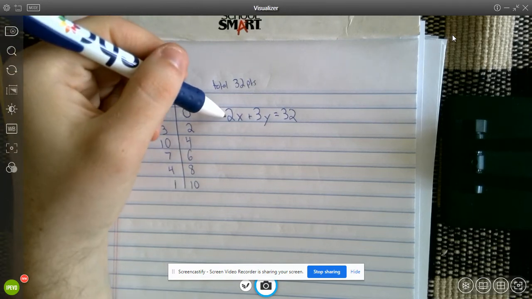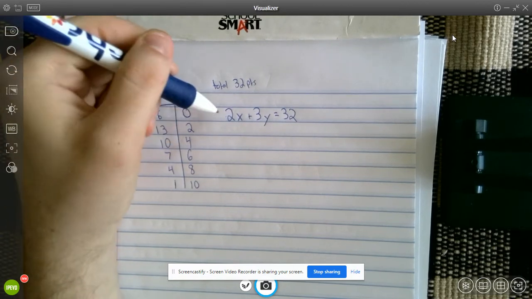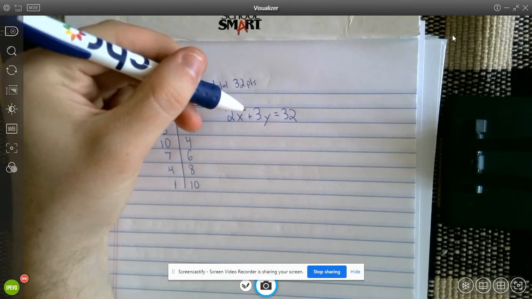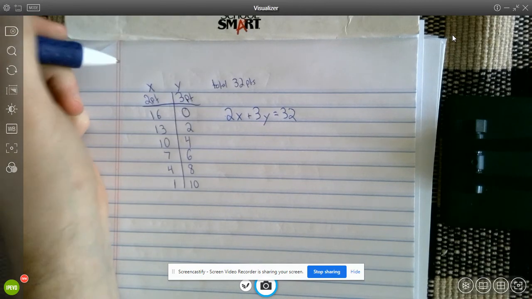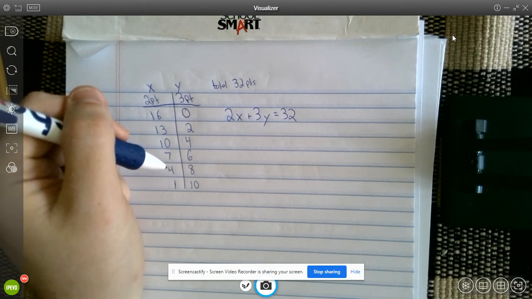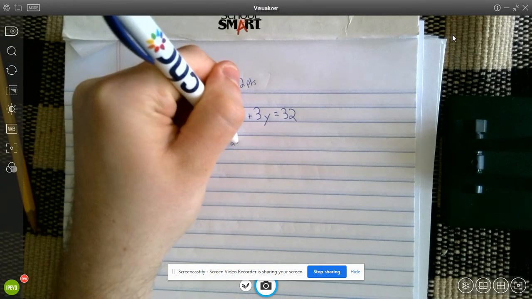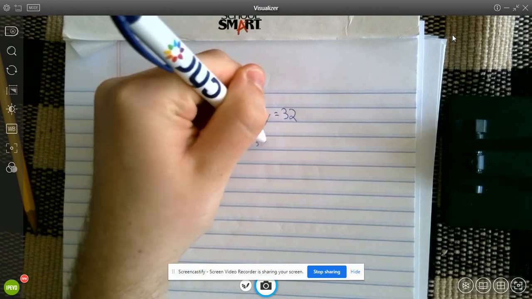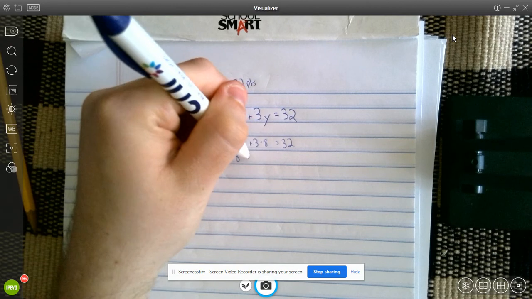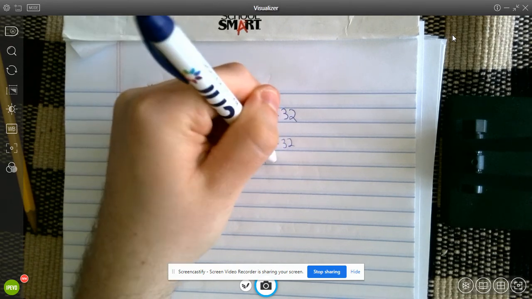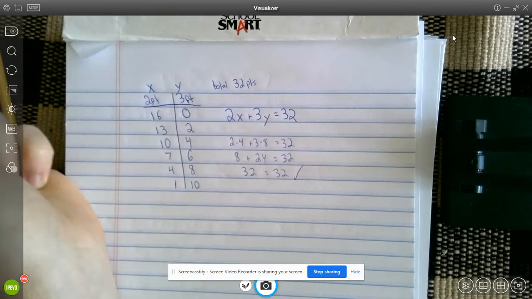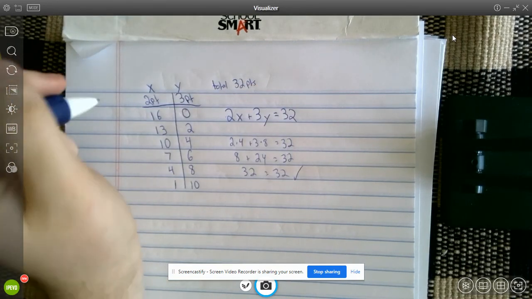For example, 2 times 16 is 32, plus 3 times 0, which is 0. 32 plus 0 is 32. And we can test it with any of these values here. We'll do one more just to be sure. Let's do 4 and 8. So 2 times 4 plus 3 times 8 equals 32. Well, 2 times 4 is 8. 3 times 8 is 24. And it is true that 32 equals 32. So that's what we're going to be doing today.